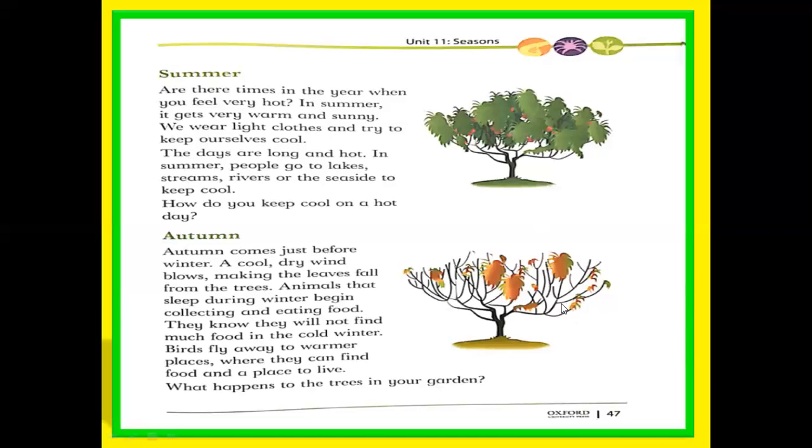Now you can see here, what is the difference between this plant and this plant? This plant is in autumn, and in autumn leaves fall from this plant. That's why you can see this yellow color. And also, in autumn, animals that sleep during winter begin collecting and eating food.